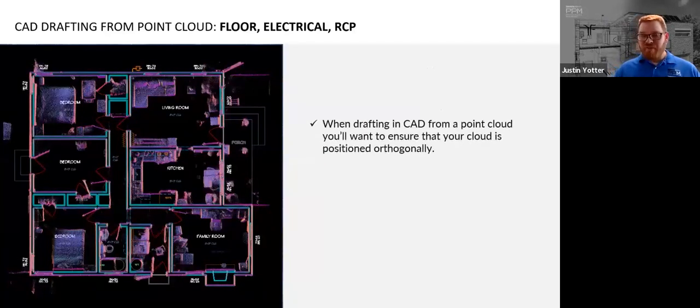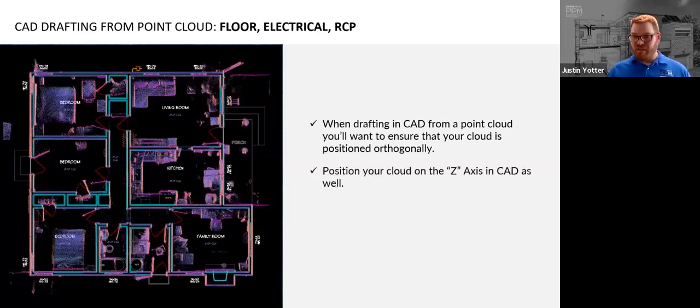First, we can talk about drafting the plan view items from a cloud. When drafting in CAD from a point cloud, you'll want to ensure that your cloud is positioned orthogonally so that you can use the ortho function in CAD to draw lines. Positioning your cloud on the Z-axis in CAD is also desirable for several reasons. You should be able to derive all the walls, doors, and door swings right from the point cloud.